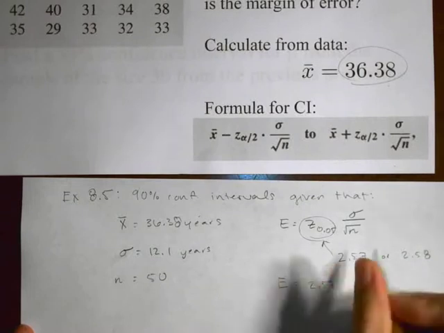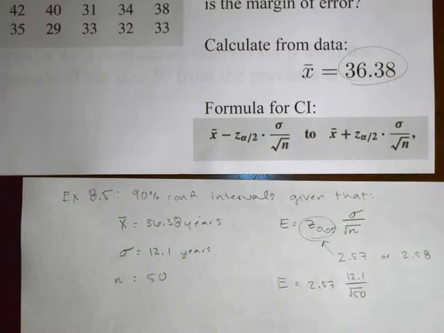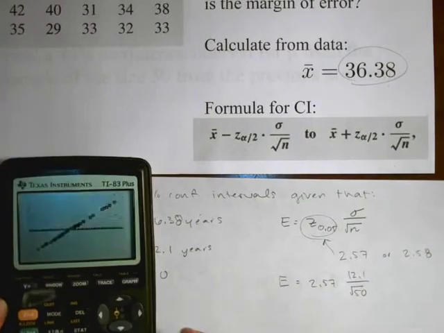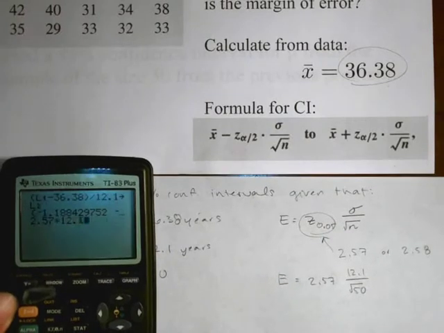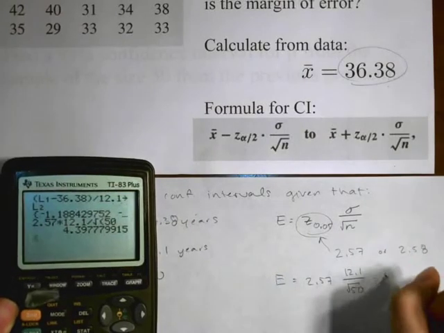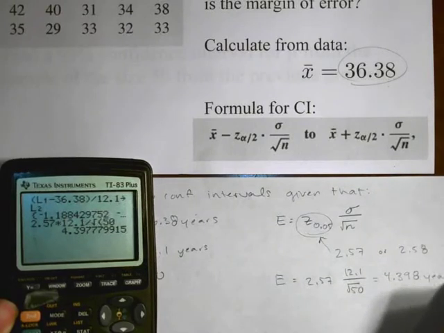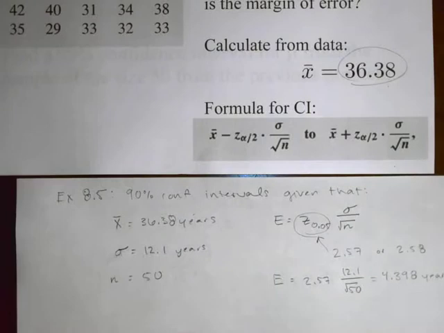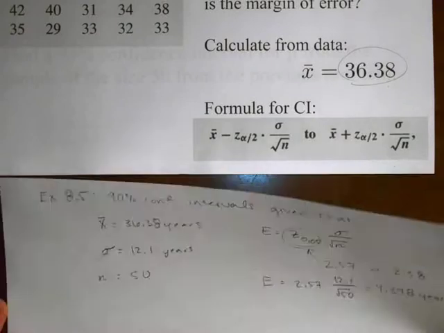So E is 2.57 times the population standard deviation of 12.1 divided by the square root of 50. And 2.57 times 12.1 divided by the square root of 50. And that is 4.398 years. Okay, so our margin of error is just about 4.5 years.